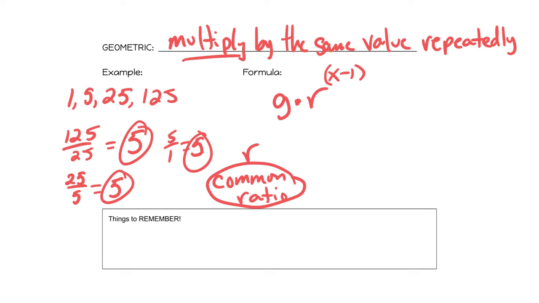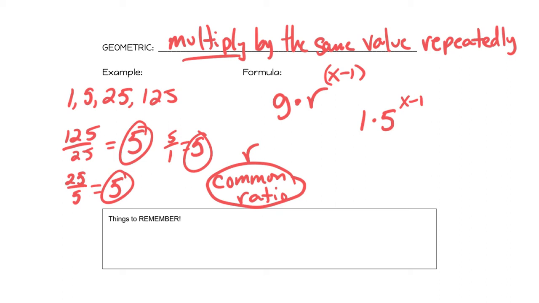So for this particular example, our first term was 1. We are multiplying by 5 every single time to the x minus 1. And if you put that in the calculator, you'll see that the next terms follow 5, 25, 125, and then 625, and so forth.